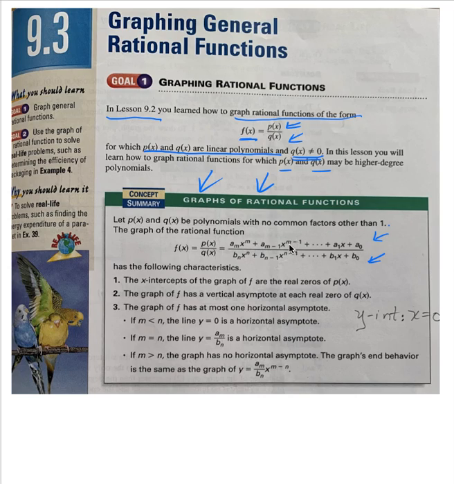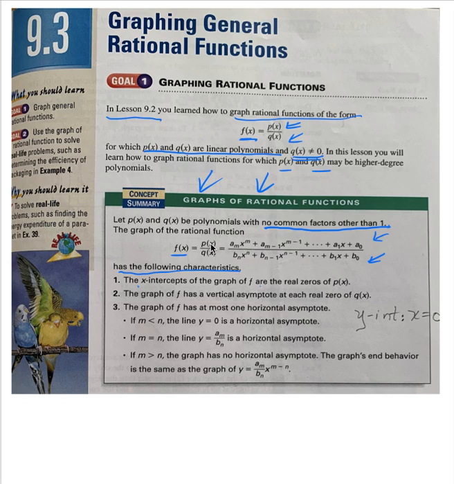They're basically saying that the top polynomial relative to the bottom polynomial, the numerator relative to the denominator, are relatively prime. In other words, they have no common factors other than 1. It's already been simplified. Okay, so once you know that's for sure, then this rational function has the following characteristics. The x-intercepts of the graph of f are the real zeros of p of x.